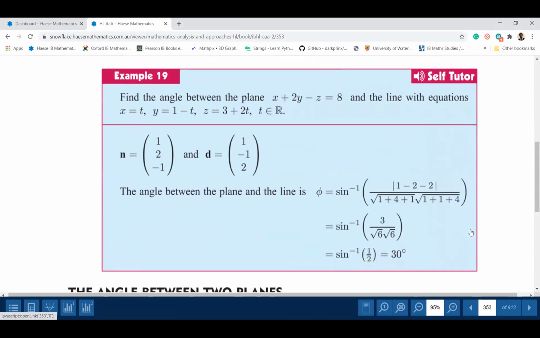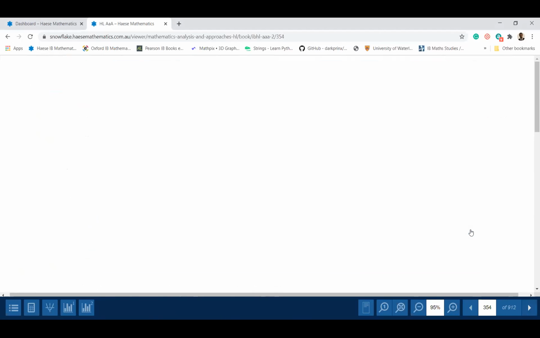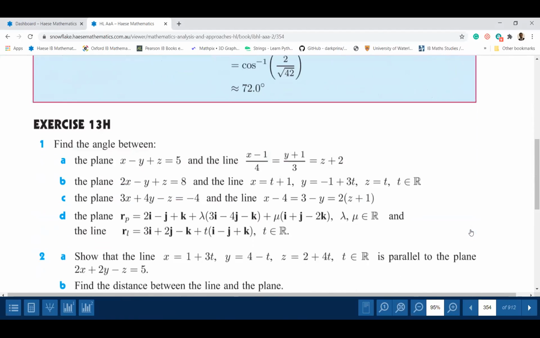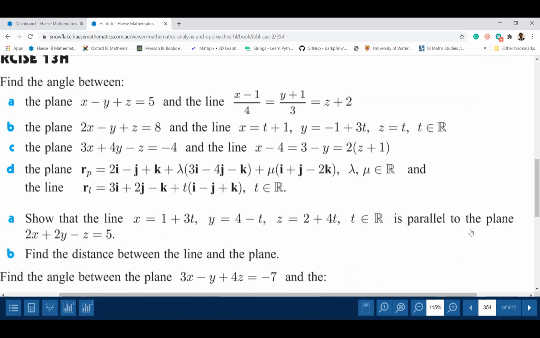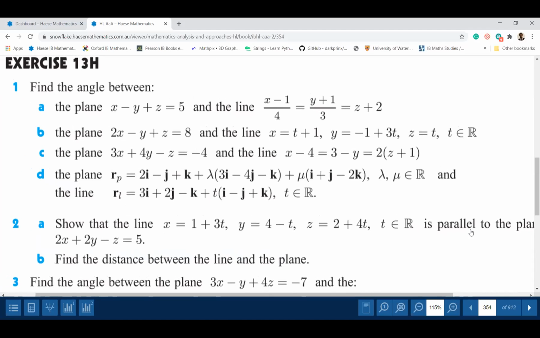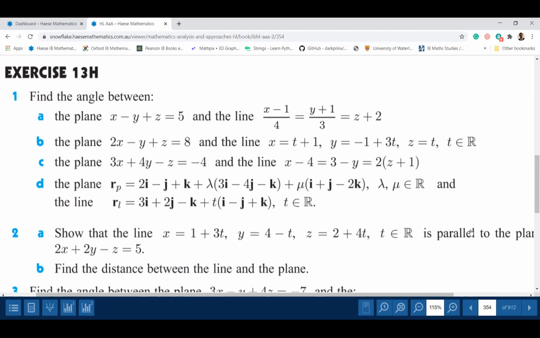Then this is the example. So after this, let's look at question 1. I want you to try question 1A and 1D. Begin, please. 1A and 1D. I've sent it to your WeChat.